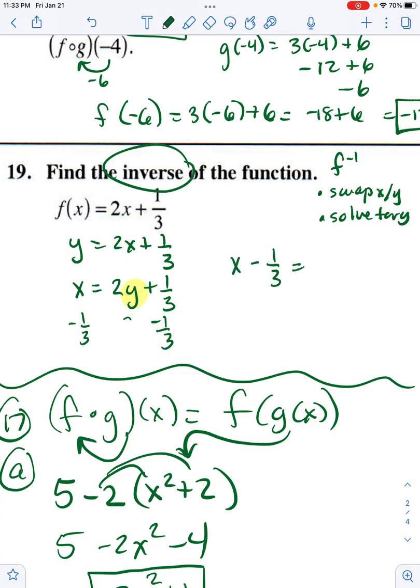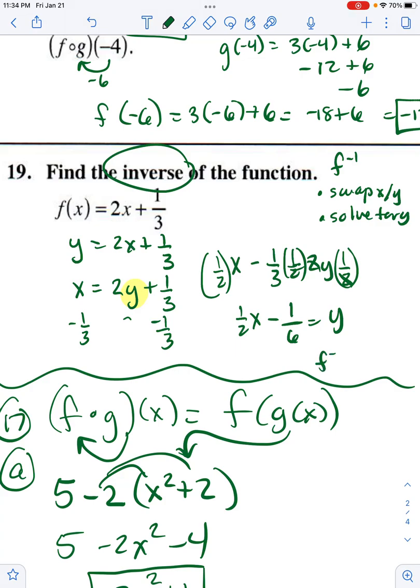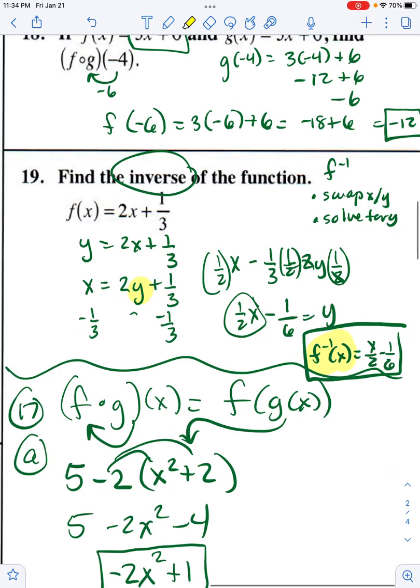So now I have x minus 1/3 equals 2y. So I have to divide by 2, which is the same as multiplying by a half. But then you have to do that to every single thing. So I end up with 1/2 x. And then 1 times 1 on top, 3 times 2 on the bottom. And here they cancel. And so this is my inverse. And you might see I might have written it as x over 2, or like this, which is the same thing. And there you go. And then I just use that fancy notation.